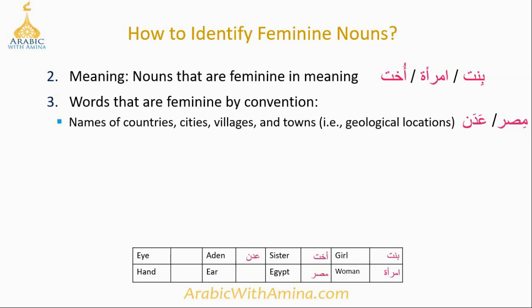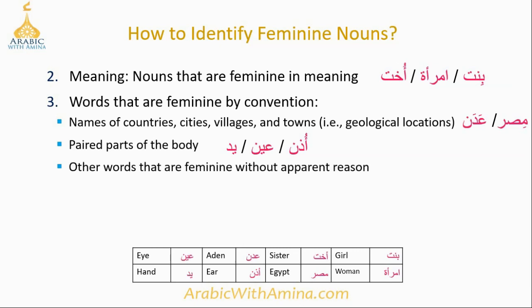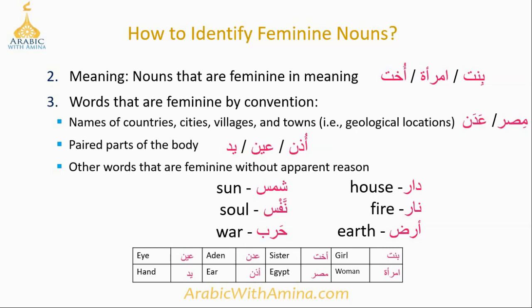The next group of nouns that are feminine by convention are the paired parts of the body. Any part of the body that you have two of, such as your hands, your ears, your eyes, these would be feminine nouns in Arabic. For example, udhn, ear, ayn, eye, and yad, hand. Lastly, we have some nouns that are feminine without an apparent reason. For example, dar, nar, ard, shams, nafs, harb, and rih. These are all nouns that are feminine, but they don't have a ta marbuta. They're not one of the nouns that are feminine by convention, and their meaning doesn't indicate that they're feminine.